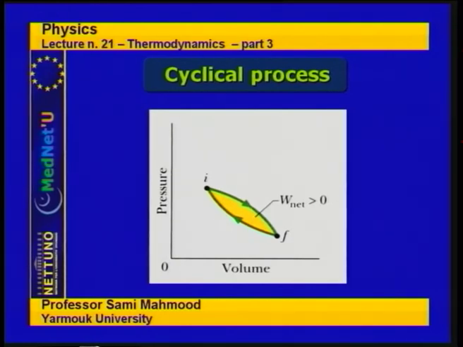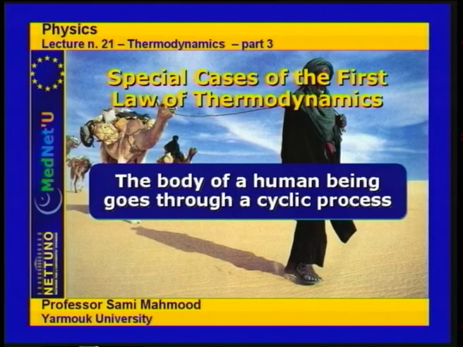Now, this area of the loop, according to the first law of thermodynamics, is equal to the heat absorbed by the system. So we conclude in this case that during this process, the system absorbs heat, Q, and does work, and those two quantities are equal. An example of this is the human body. That's an example of a system which goes through a cyclical process.